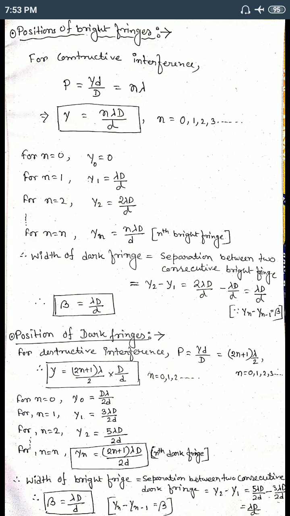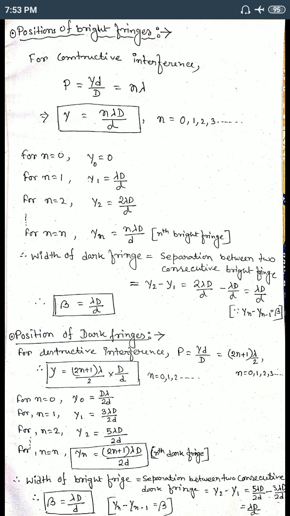Now, if you want to find the position of the dark fringe, we know that for a dark fringe the path difference will be (2n plus 1) into λ by 2. There are two conditions. If you use (2n minus 1)λ by 2, then the n value starts from 1, not from 0. If you write (2n plus 1)λ by 2, then the n value starts from 0, 1, 2 onwards. That depends upon you, but keep in mind that if you use minus, then n starts from 1, 2, 3, not from 0. I will use the plus 1 here, so n starts from 0, 1, 2, 3.